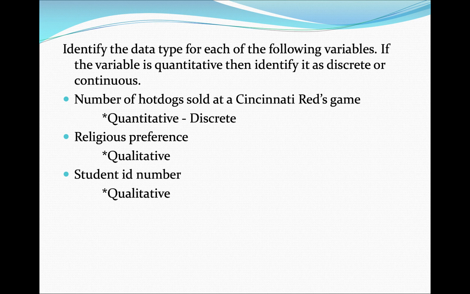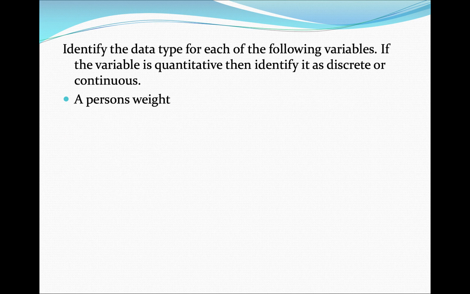Anytime you use a number as just a label, it's still not numerical. Just because it's a number doesn't make it numerical. It's got to mean something numerically in order to be a quantitative variable. So something like student ID number is a qualitative variable. A person's weight, that is obviously a numerical value. It has meaning. And it is something that you measure, so that is a continuous quantitative variable.